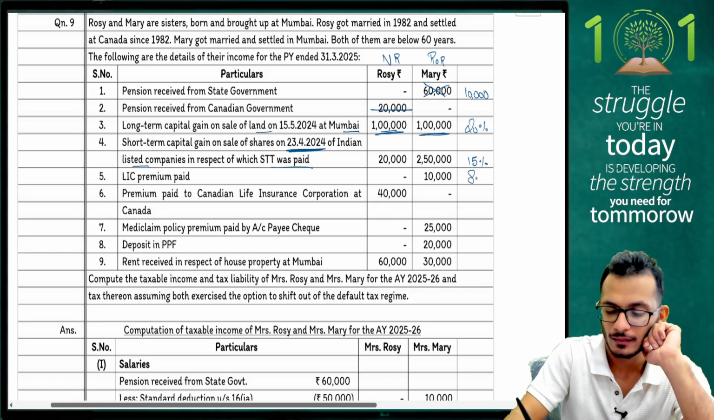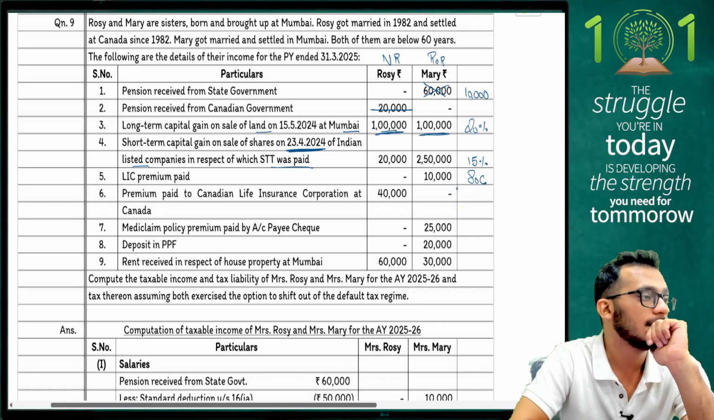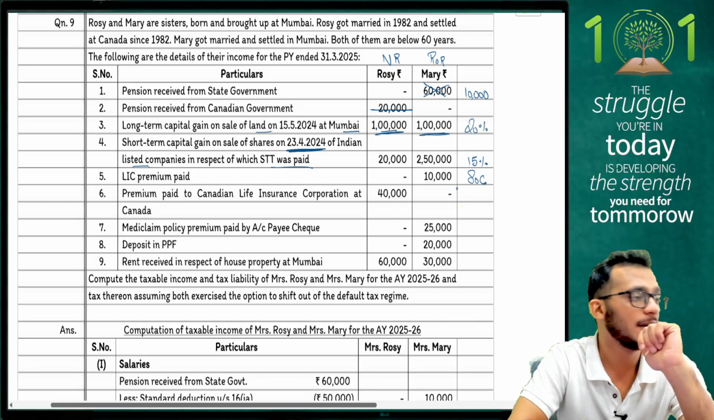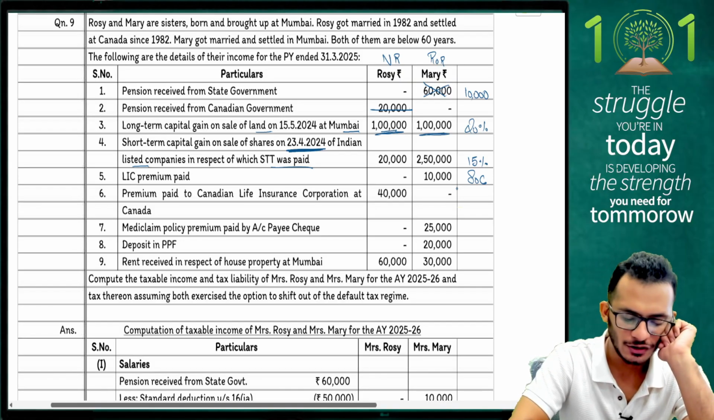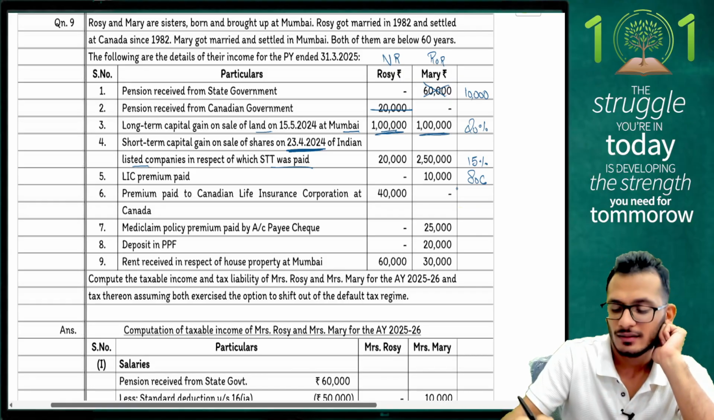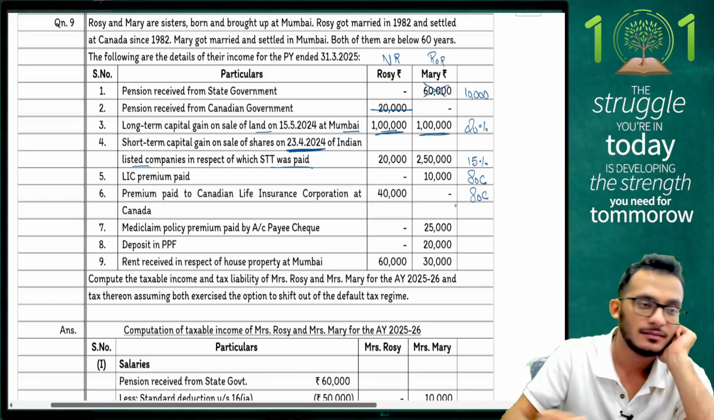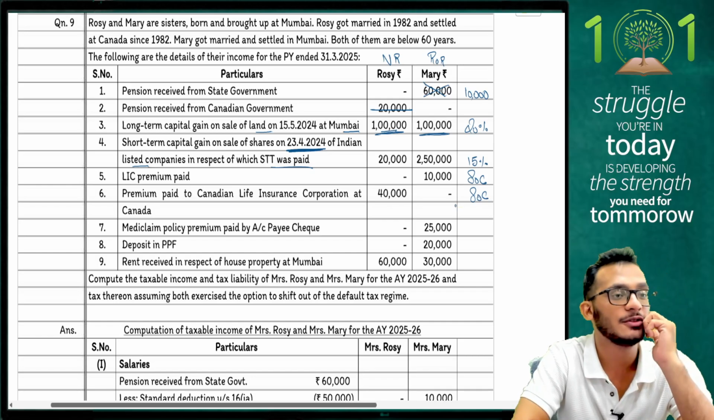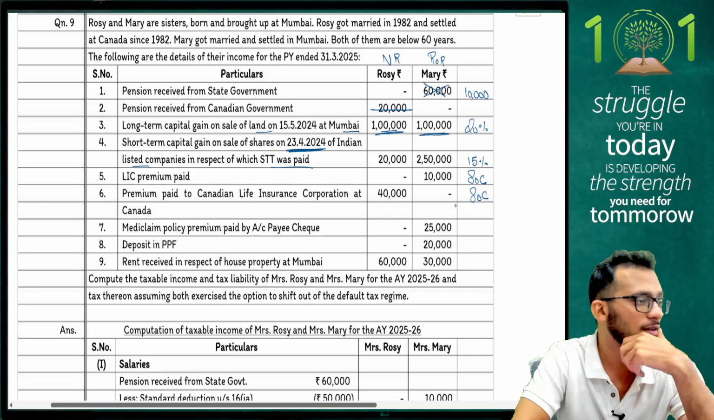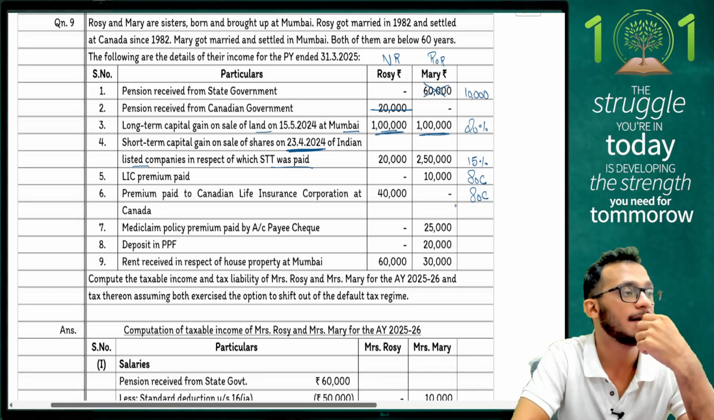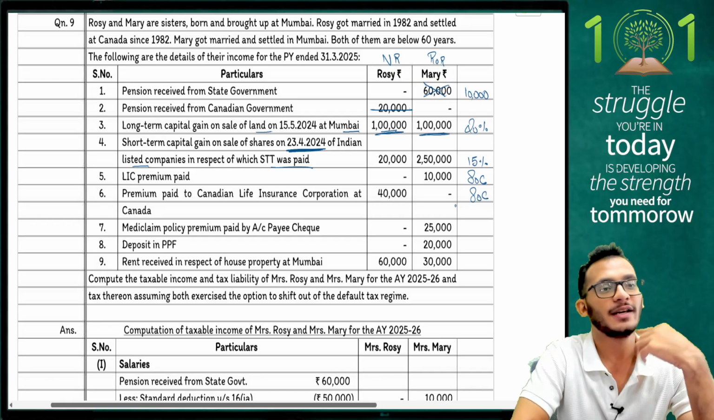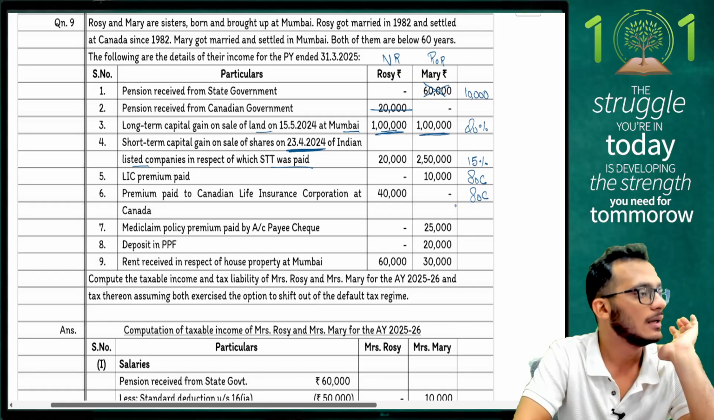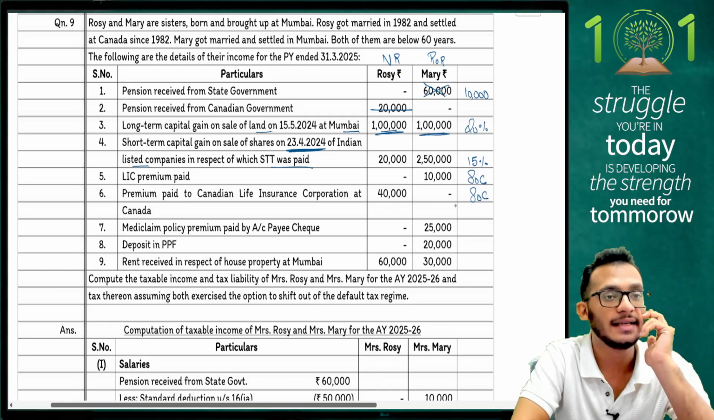This is 80C. Yes, sir. A life insurance policy premium is paid under 80C. Next, the premium paid to Canadian Life Insurance Corporation in Canada. 80C, same. It's a life insurance policy. Did I ever tell you that you have to take a life insurance policy in India? As long as you have taken a life insurance policy, you are eligible for the deduction.